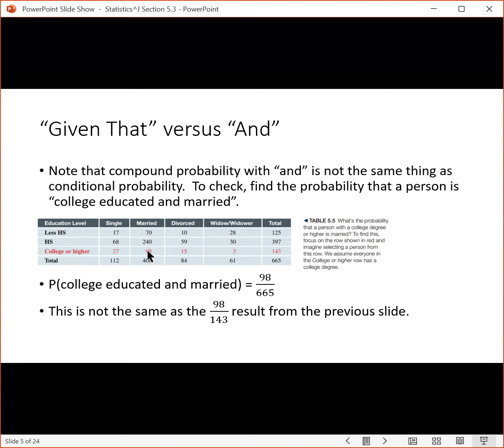And then the denominator here is the total. We haven't done a restriction, without the given that part, without the condition. We haven't restricted this to just college educated people. And so we're going to have 98 over everyone that's in the table, 665. And so that's the difference. That is not the same as 98 over 143. Okay, so you cannot just replace conditional probability with compound probability from the last section.